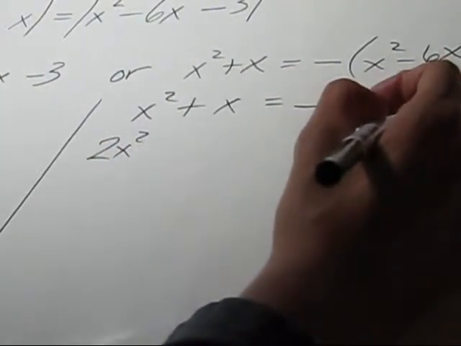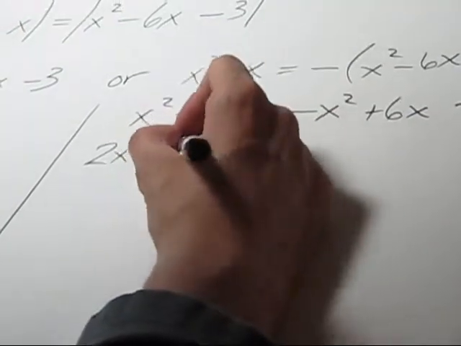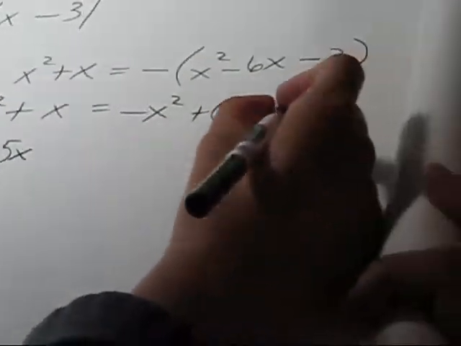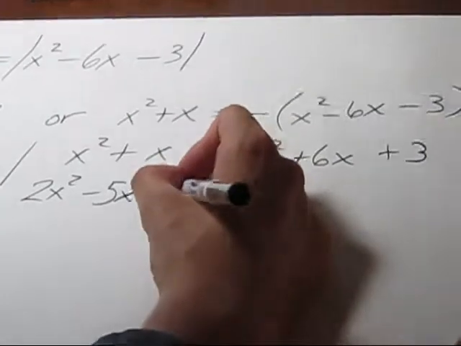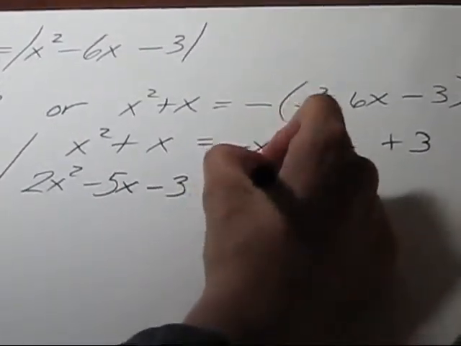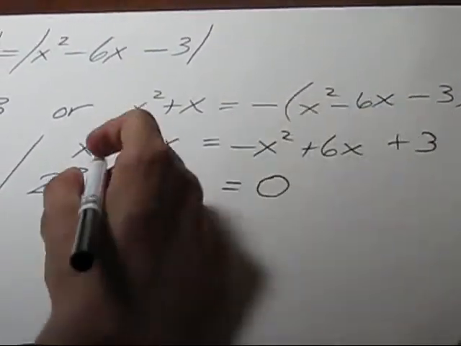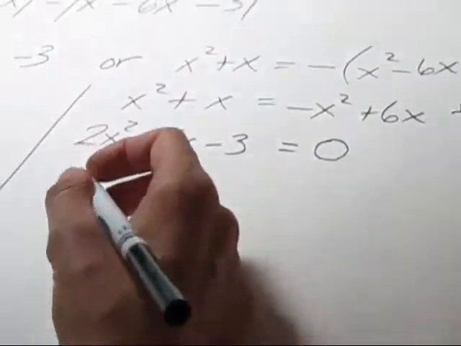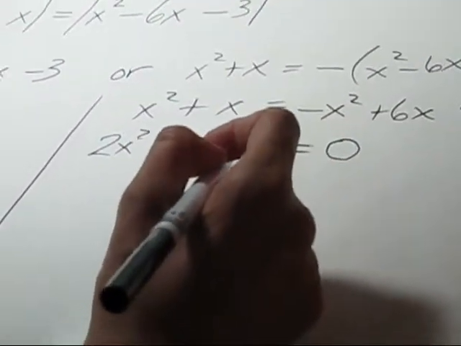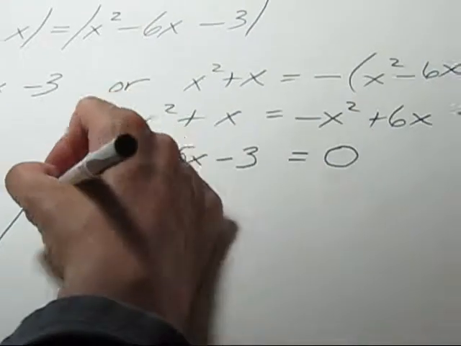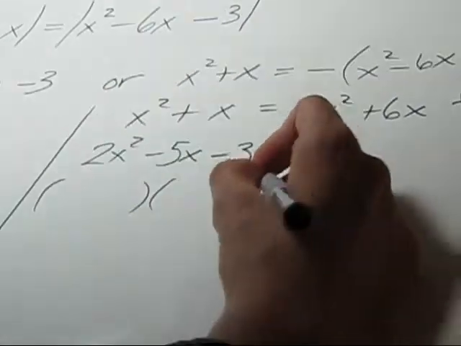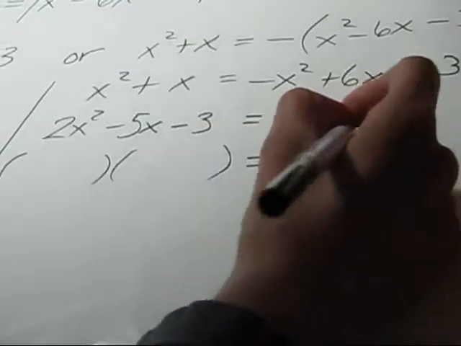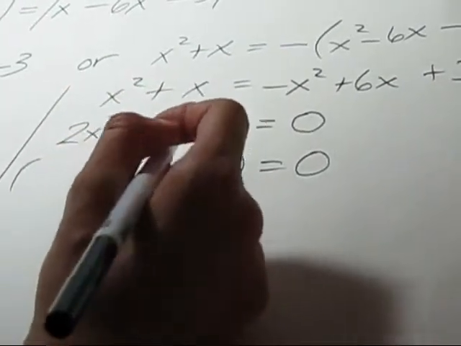Let's subtract 6x from both sides, so we'll have a negative 5x. And subtract 3 from both sides. That's equal to 0. We could have done the other side. I picked the left so that we have a positive coefficient on the x squared. And does this factor? It does. I made up the problem. If you weren't sure, you can use the quadratic formula.